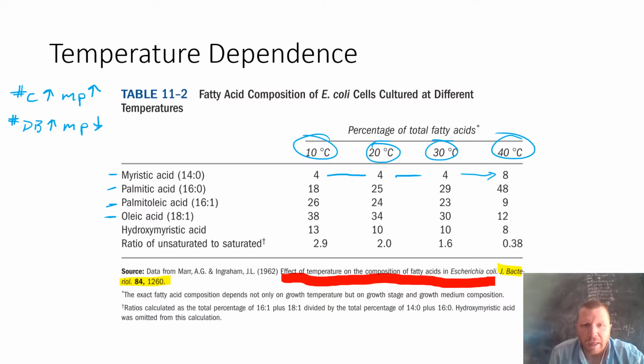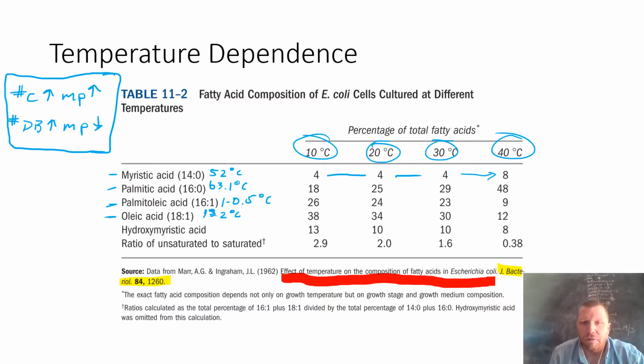Myristic acid has a melting point of approximately 52 degrees Celsius. Palmitic acid has a melting point of 63.1 degrees Celsius. Palmitoleic acid has a melting point of 0.5 degrees Celsius, and oleic acid has a melting point of 13.2 degrees Celsius. Oleic acid displays this information very well, because all things even, these are both monounsaturated fatty acids, but our number of carbons increased from 16 to 18, and we saw an increase in our melting point.